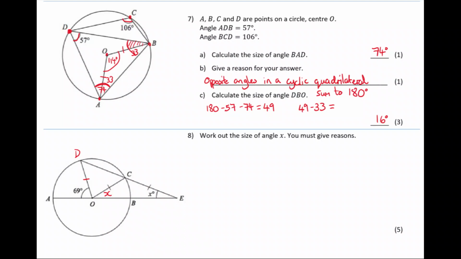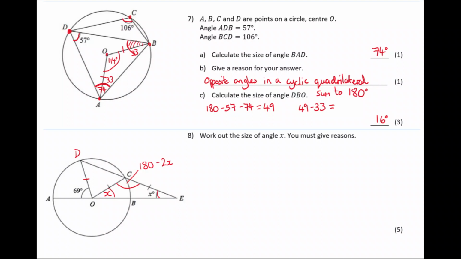Okay, so let's come up with some expressions for the other angles. We'll come back to the reasons in a minute. If this angle is x and this angle is x, then we know this one must be 180 minus 2x.